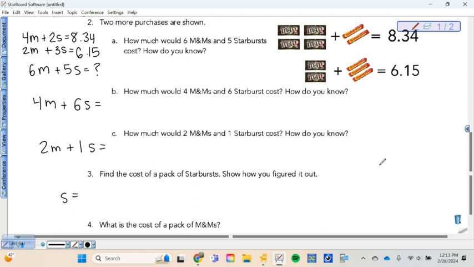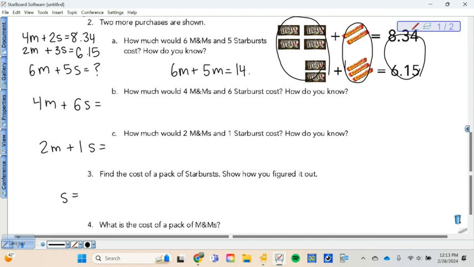Did anybody figure out how much 6 M&Ms and 5 Starbursts are? Why is it 14.49? Look at the total number of M&Ms you see on the board: 6 M&Ms, right? And 5 Starbursts, right? So that cost is just going to be $8.34 plus $6.15, which is $14.49. Isn't that kind of nice?